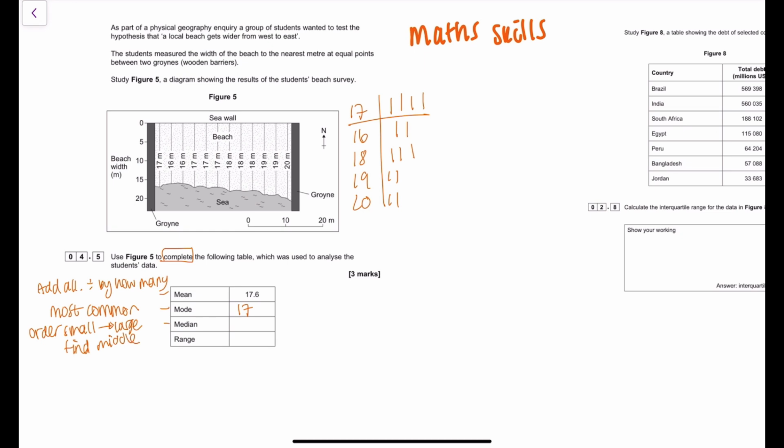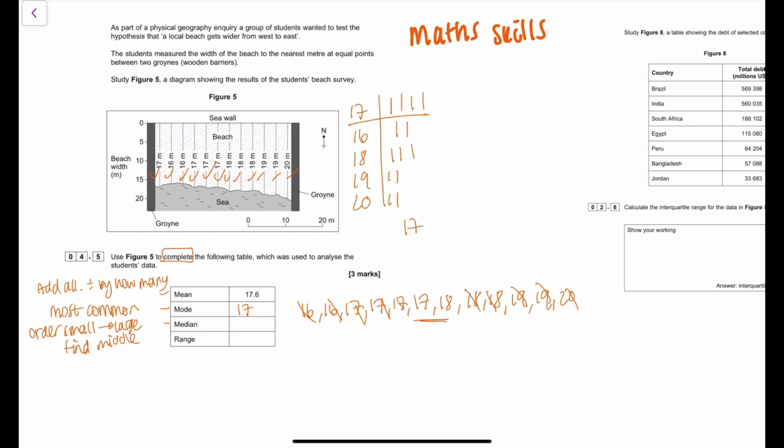So here I'm going to order my data from smallest to largest, starting from 16, making sure I include every single data point up until I get to 20, and make sure when you're ordering these you're ticking them off so you know which ones you've used and which ones you haven't, because this can massively impact your result. I'm then going to cancel one from each side at a time until I get to the middle number.